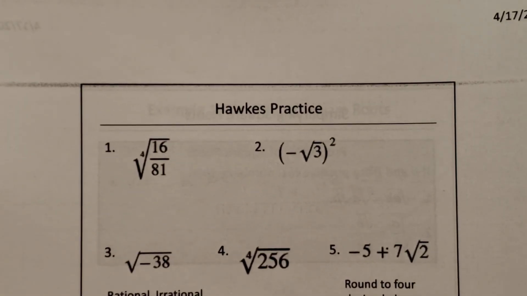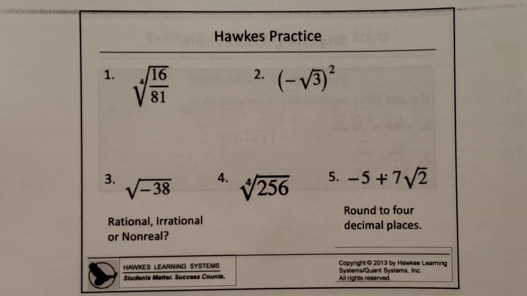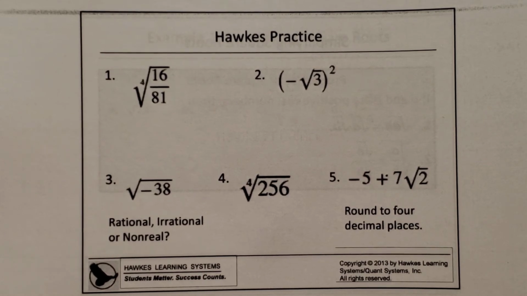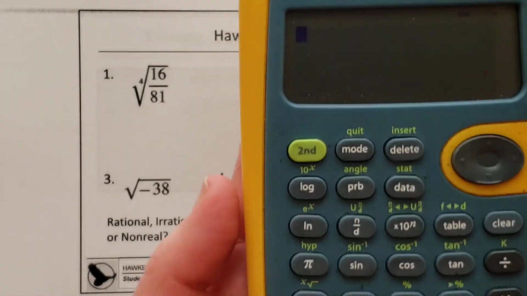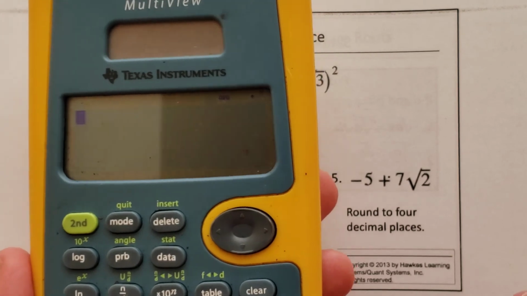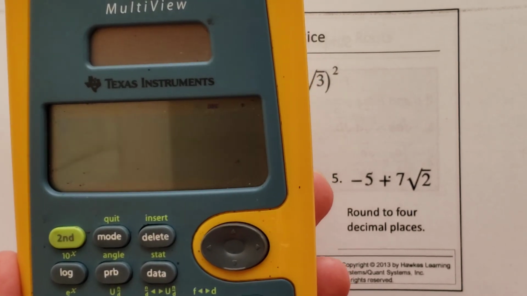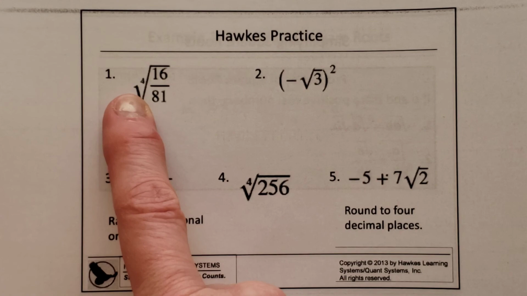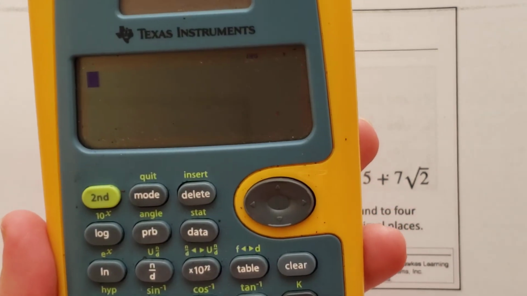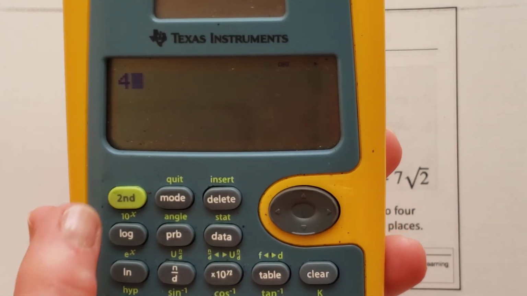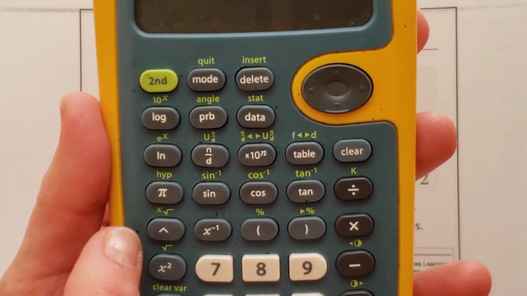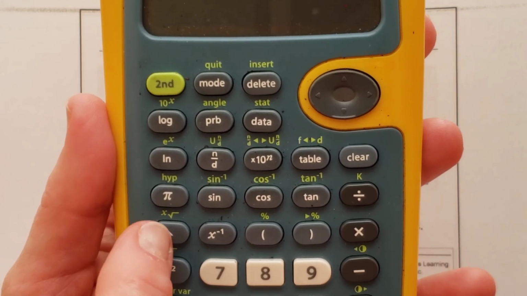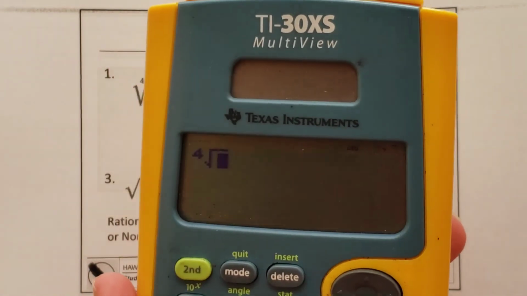All right, and some of these I got straight off of Hawks. So now, even though this section only deals with perfect squares and perfect cubes, when I looked in the Hawks, it had the fourth root of. So if you have one of these calculators, or any calculator will do this, I believe, you're going to do it the same way. Since there's a 4 in there, I'm going to start with the number 4, and then I'm going to do my second, and then above my caret button because I want the 4 in front of the radical. And now my 4 turned real small.